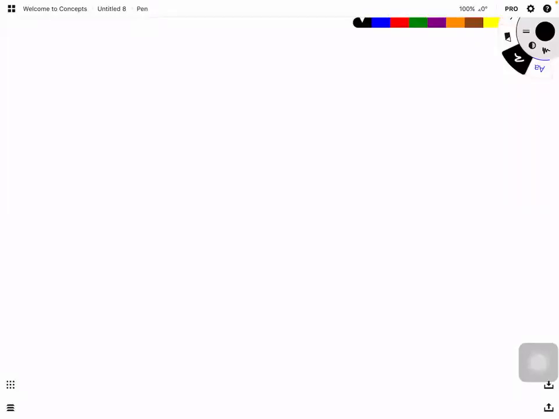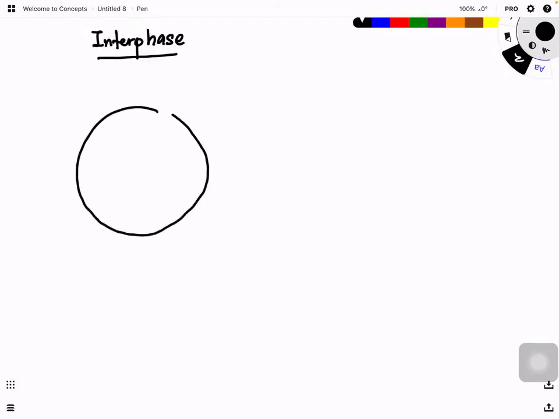So first of all, let us start with the interphase. During the interphase, what actually happens? Now look at this. We have one cell. This is during G1. This is not mitosis yet, during interphase G1. In G1, you can see that you have the nucleus.